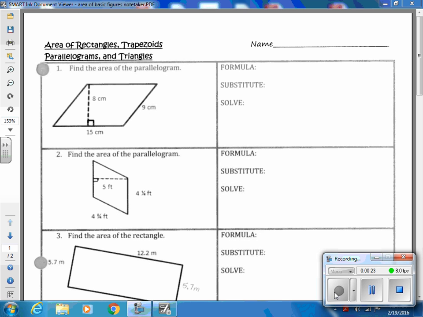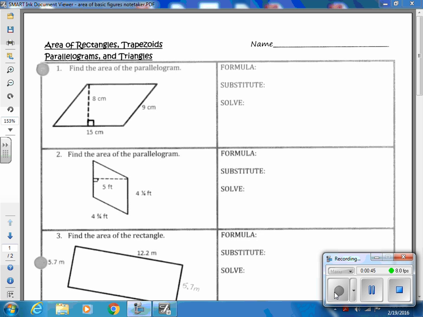Right, so we're going to practice with area of rectangles, trapezoids, parallelograms, and triangles. And the ones that I don't do with you in the video, you are responsible for doing on your own. Right, so you'll notice that the first two are exactly the same type of shape. When it looks like a rectangle that's been pushed on its side, that is known as a parallelogram, and it tells you at the top, find the area of the parallelogram.